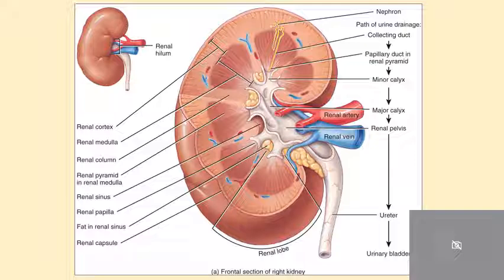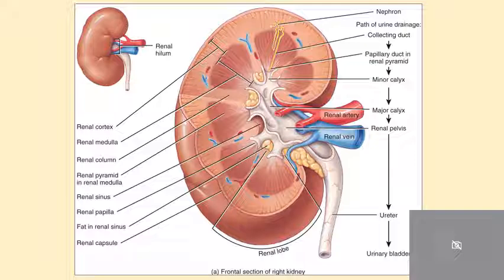The renal artery delivers oxygen-rich and also waste-rich blood into the kidney. The renal vein drains oxygen-poor blood that has recently been filtered, so it has a lower waste content. The renal vein drains that out of the kidney, and the ureter drains newly formed urine, and that urine is headed for the urinary bladder.